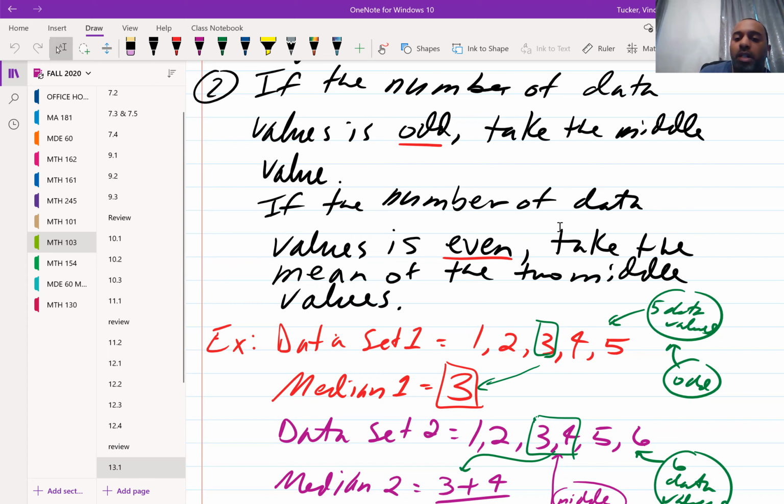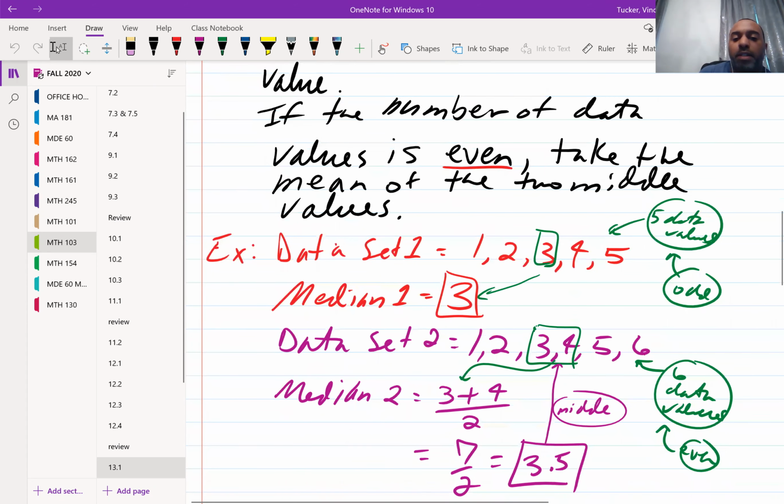All right. Second data set, if my data set was 1, 2, 3, 4, 5, 6, so there's not a legit middle value because I have an even number of data values. So what I would do is take the two middle values, which is 3 and 4, add them together, divide by 2, and that'll give me 3.5, and that will be my median. If you notice, 3.5 is in between the 3 and the 4. So it'll split your data in half.